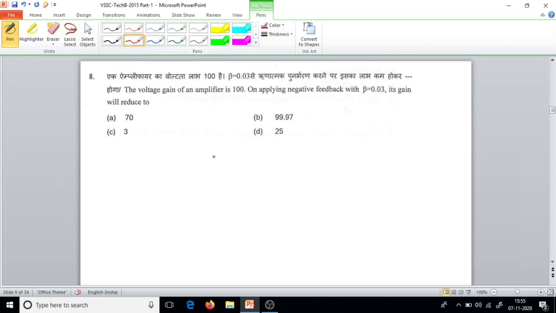Question number 8. The voltage gain of an amplifier is 100. On applying negative feedback with B equal to 0.03, what is the gain? With the negative feedback, that is 100 multiplied by what is the multiplying factor, 0.03, which equals 3. So the answer is option C, 3.